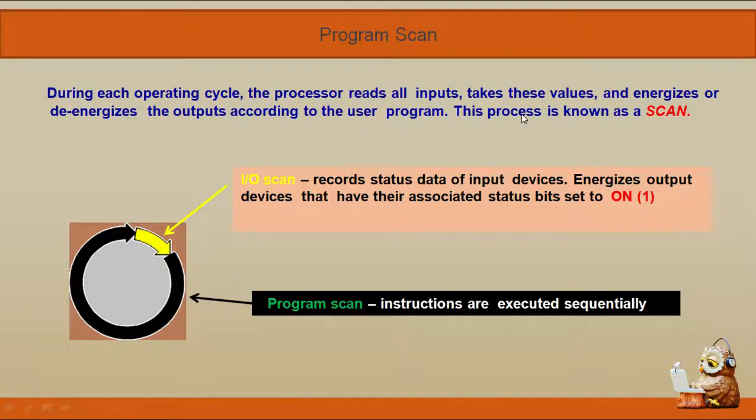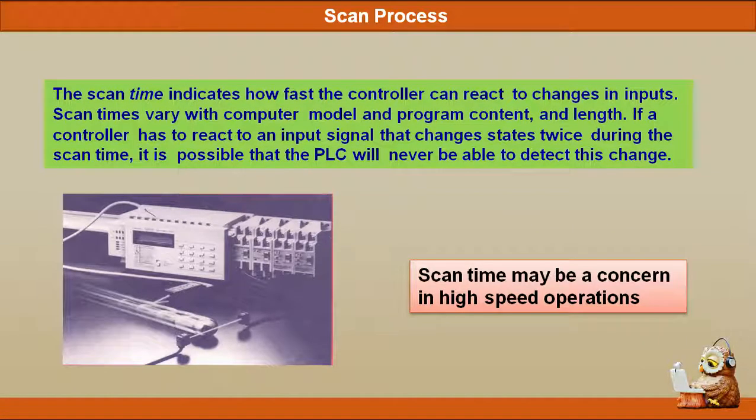This process is known as scanning. Input/output scan records the status data of input devices and energizes output devices that have their associated status bit set to on. So the input/output scan is for maintaining inputs and outputs according to their status. Then in programs, instructions are executed sequentially. A scan kind of programming is always running there. So it's a sequential scan process.